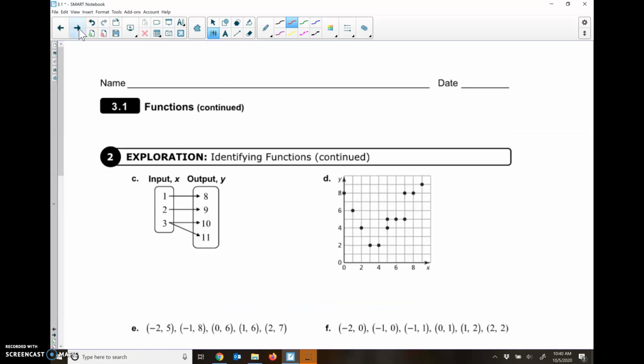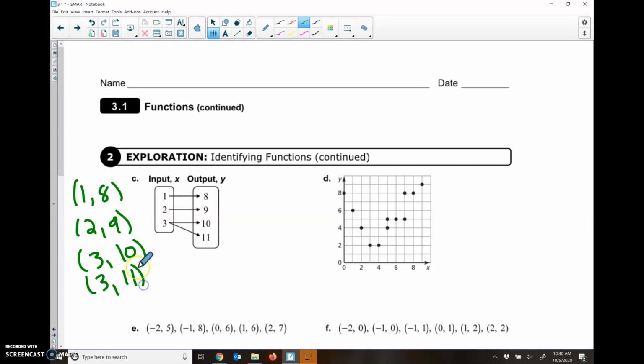So that's one way that we are going to see functions. The other way, in example C here, is called a mapping diagram, and it's kind of the same thing. It helps if you write it out. So 1 is paired with 8, 2 is paired with 9, 3 is paired with 10, and 3 is paired with 11.